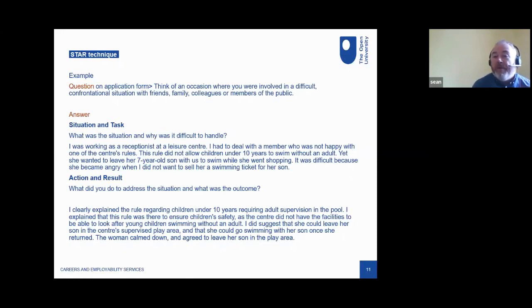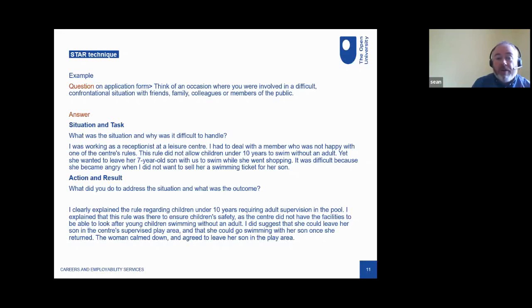They had to deal with a member of the public who wasn't happy about one of the rules. The rule didn't allow children under 10 to swim without an adult. The person wanted to leave their 7-year-old son there while she went shopping. She became angry, because the receptionist didn't want to sell a swimming ticket to her son. So that was the situation, and that was the task, and the actions were, what did you do?